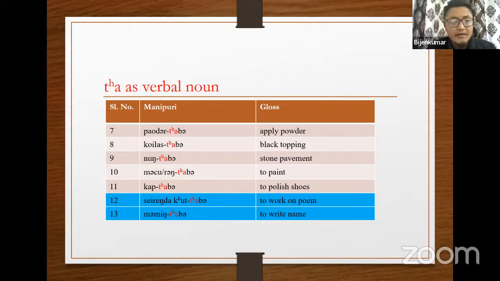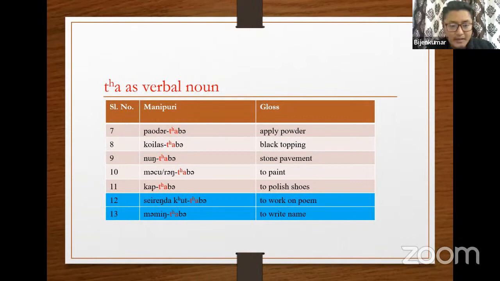Here, let's have a look. Powder thaba means applying powder by girls or ladies. Then koilas thaba, that is the black topping. Nung thaba, stone paving, when we make the roads. Then machu or rang, I think this is not a native word of Manipuri, so we can use machu instead of rang. So machu thaba means to paint, or kap thaba means to polish shoes. In the same way, we have more examples, which we are not showing here as verbal nouns.